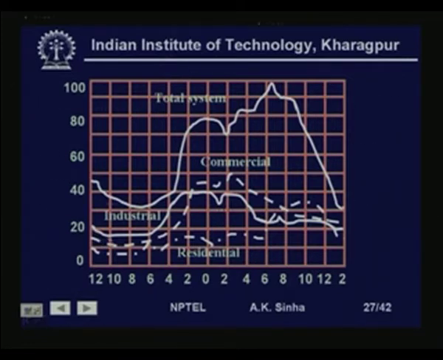Whereas, if you see industrial load, it will be very high during the daytime. So, industrial loads are high during the daytime. Commercial loads again are high starting around 10 o'clock. This will go up, and late in the night they go down. So, around the evening they have a high peak maybe, but mostly these loads will be high during the day period. So, we are finding that the load is changing all the time.